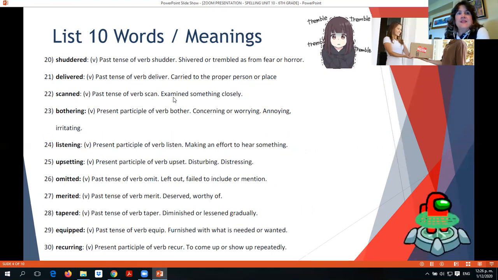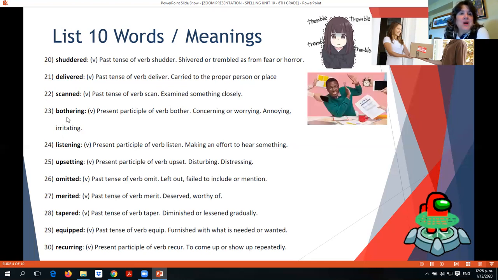Scanned, the past tense of the verb scan, it means that something has been examined closely. Like when you're playing Among Us, for example, then you have been scanned on this machine, just to check that you were not the imposter. You were scanned.